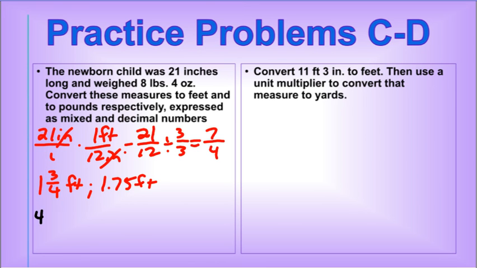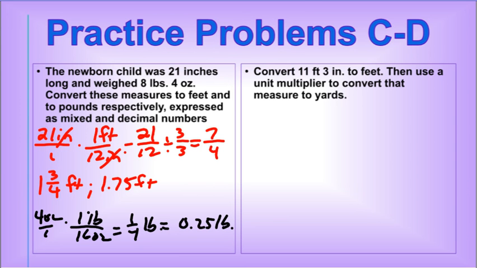And then 4 ounces. So we have 4 ounces over 1 times 1 pound over 16 ounces. This is 1/4 of a pound, which would be 0.25 pounds. Then we have to add our 8 as well in here. So this would be 8.25 pounds, or 8 1/4 pounds.